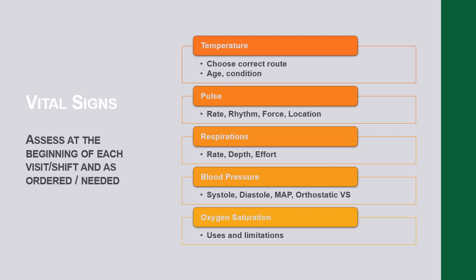Oxygen saturation. So this can be obtained by using a sticker or can be obtained by using an alligator clip probe. This is a non-invasive technique where a red light is shown through one side of the finger and then picked up on the other side, and it's determined how red that light still is. So it is used to establish a baseline and determine whether or not therapy is effective.